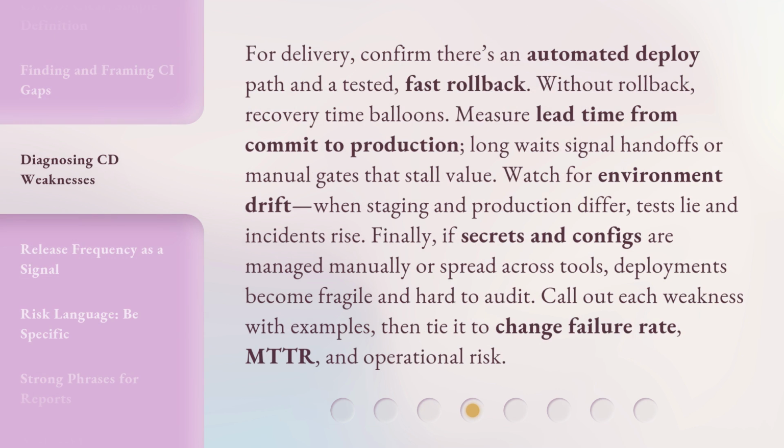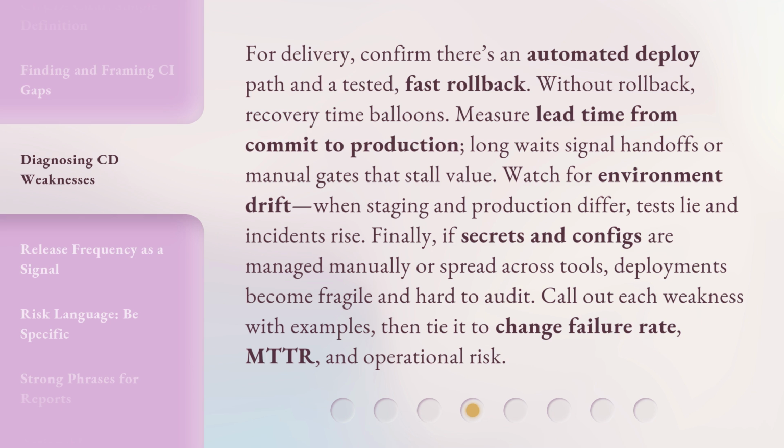For delivery, confirm there's an automated deploy path and a tested, fast rollback. Without rollback, recovery time balloons. Measure lead time from commit to production. Long waits signal handoffs or manual gates that stall value.